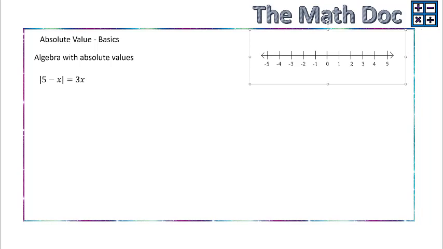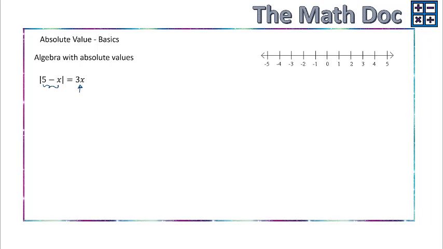This example is similar to the previous one. We have inside the absolute value 5 minus x again, but instead of writing the absolute value of 5 minus x equals 3, I added instead 3x here. So we have x's on both the inside and the outside of the absolute value. But again, we can't just solve this by isolating x without paying attention to the absolute value.